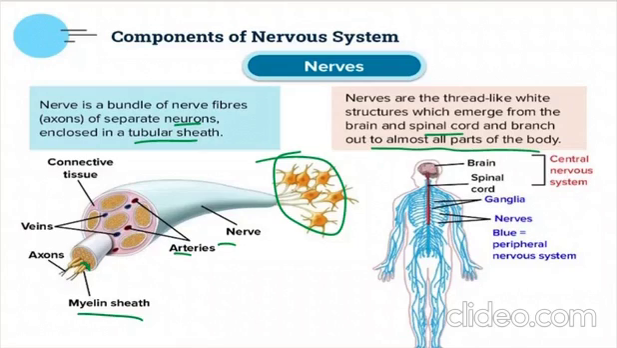In all the parts of the body, we have the nerves everywhere. Throughout the body we have the nerves, isn't it? So brain and spinal cord make the CNS, and ganglia and nerves make up the peripheral nervous system. We are going to go ahead.